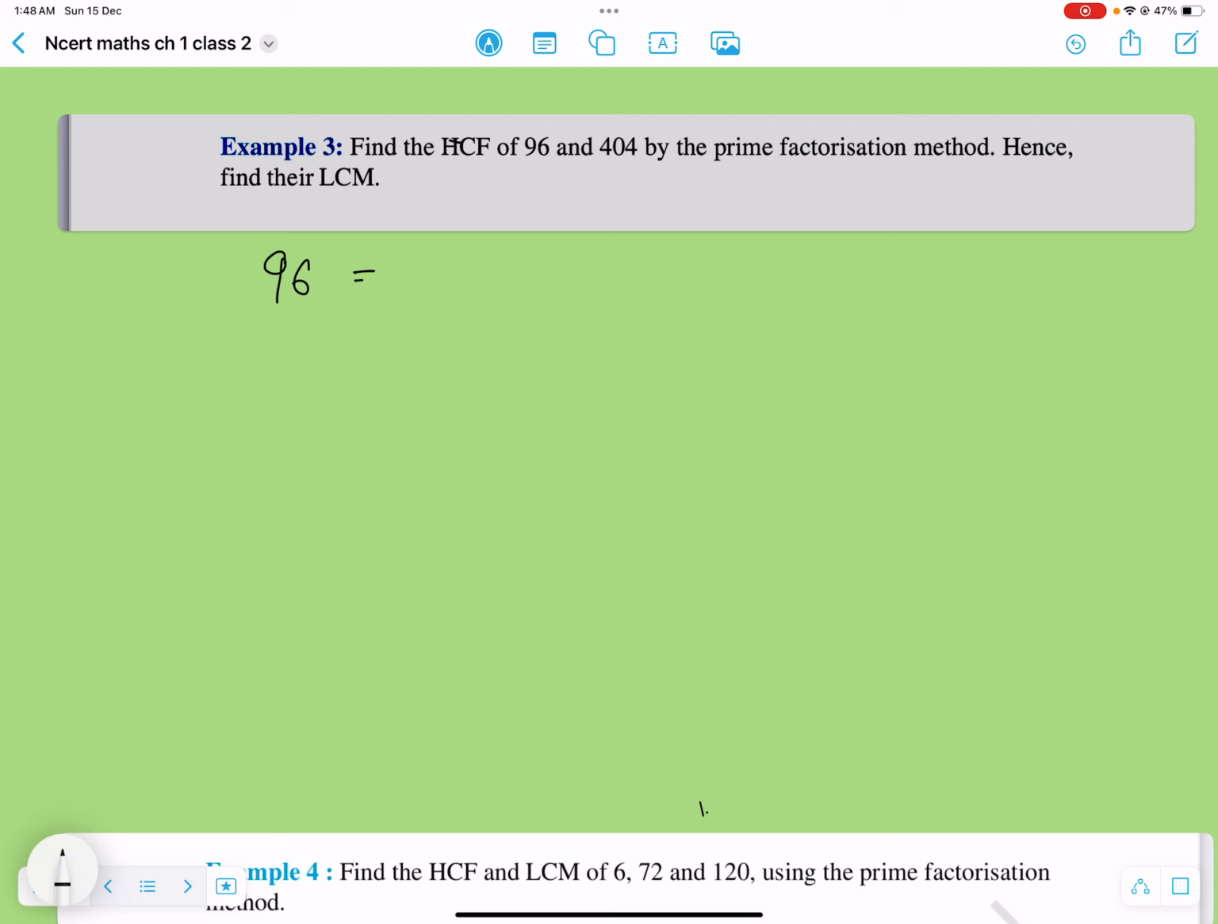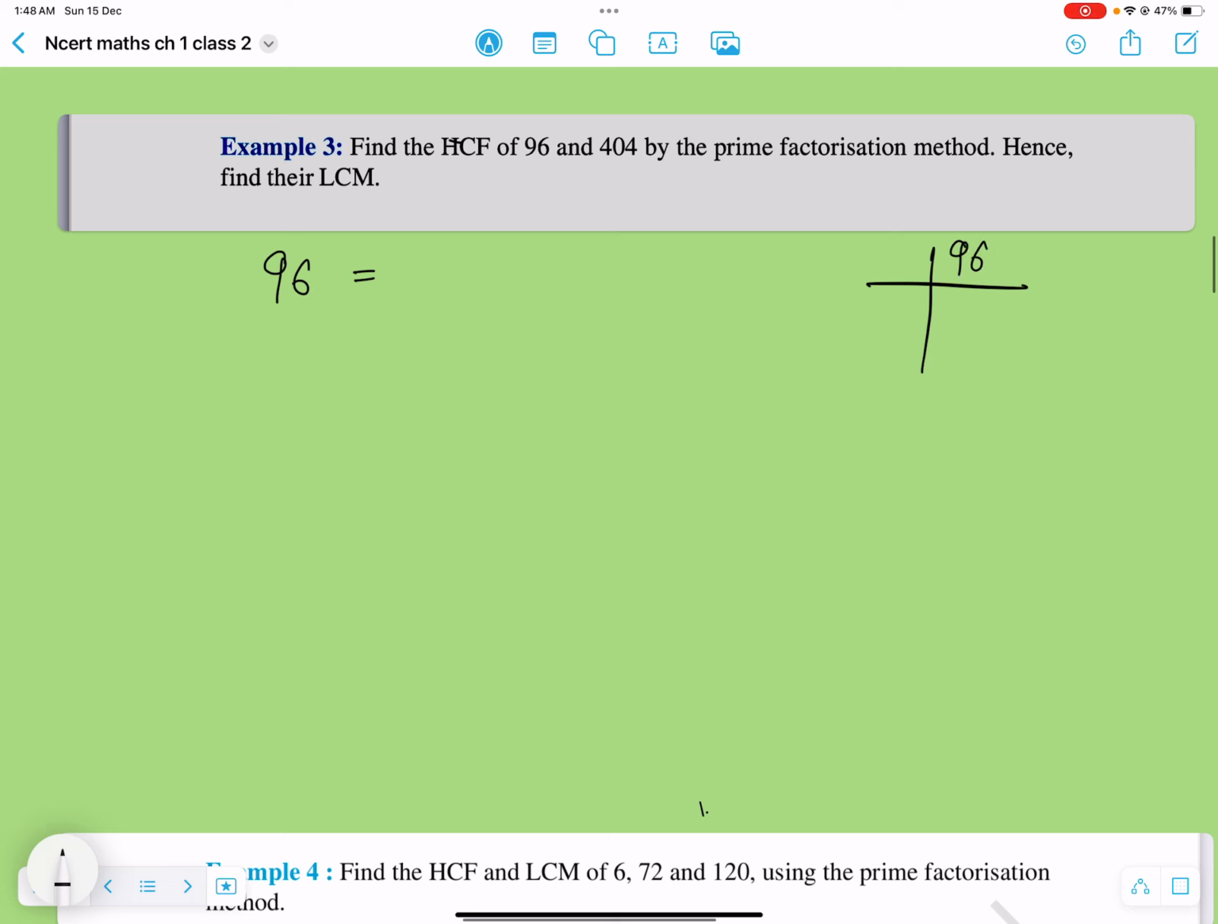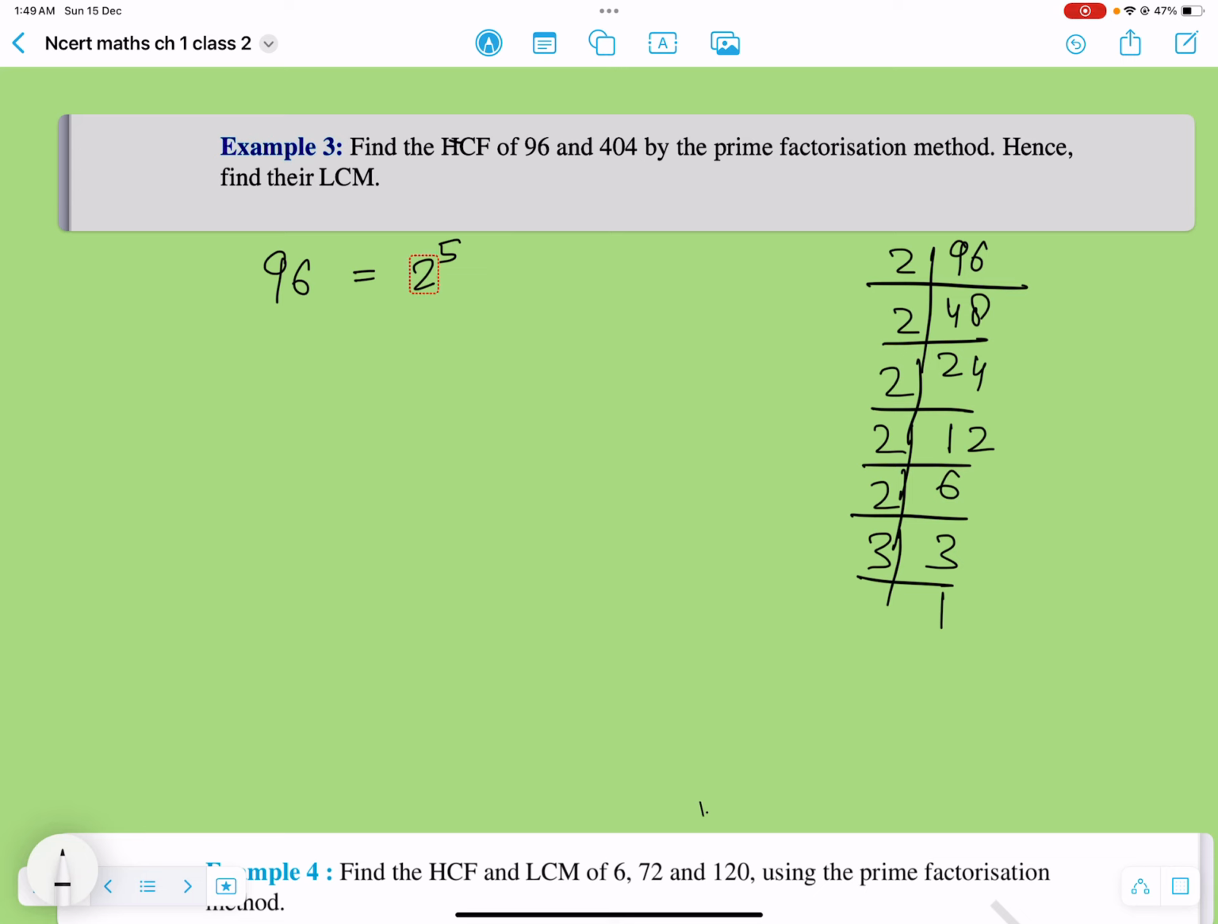So for 96, okay, let me go with the basics, and I'll go like this: 2 4s are 8, 2 8s are 16, and then 2 24, then 2 1s are 2, 2 2s are 4, 2 6s are 12, 2 3s are 6, and 3 1s are 3. So 1 2 3 4 5. So 5 repetitions of 2. That means you have 2 raised to power 5, and then there is a factor 3. So there are two factors, 2 raised to power 5, and then there's another prime factor, that is 3.